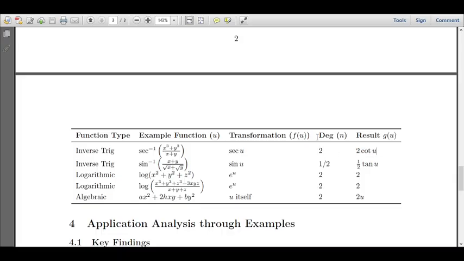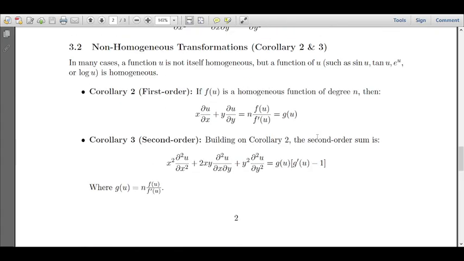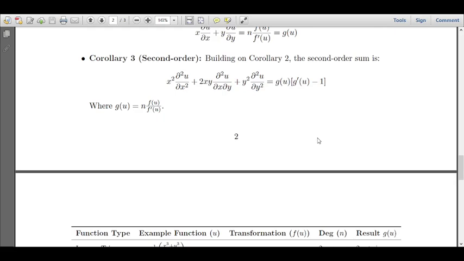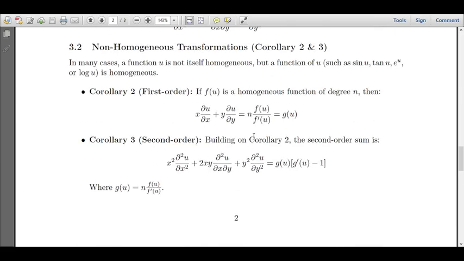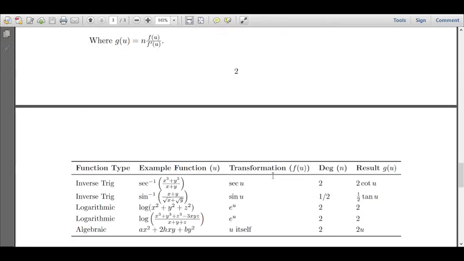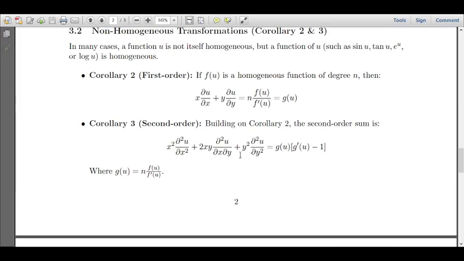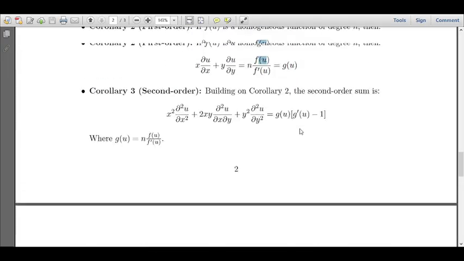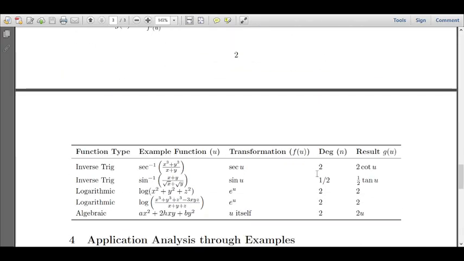Then the resultant g of u, that means the final result. Since u itself is not homogeneous, we will apply this theorem. Since secant u equal to (x cube plus y cube) by (x plus y), which is f of xy and which is a homogeneous function of degree 2, then x ∂u/∂x + y ∂u/∂y equals n times f of u by f dash of u. What is n? n is the degree, degree 2.